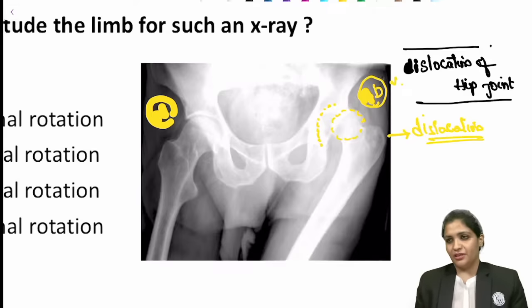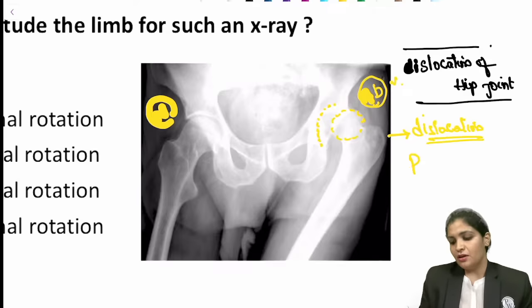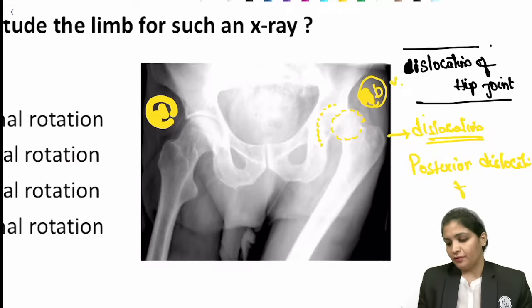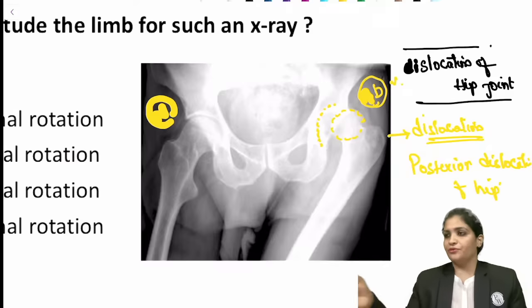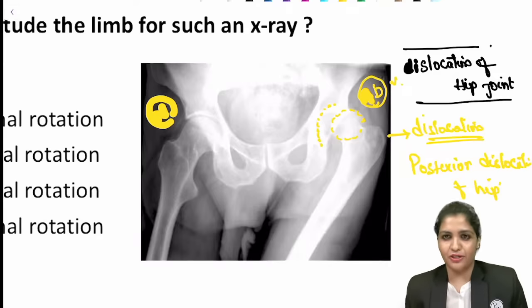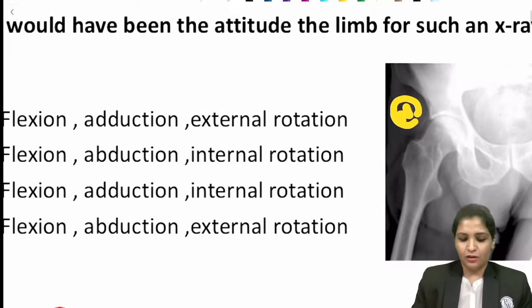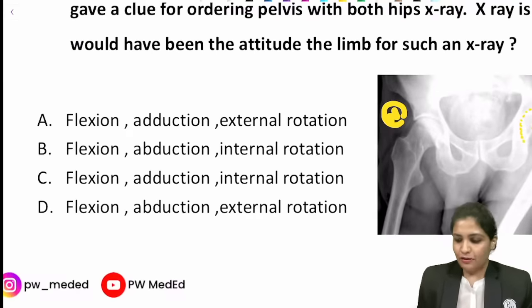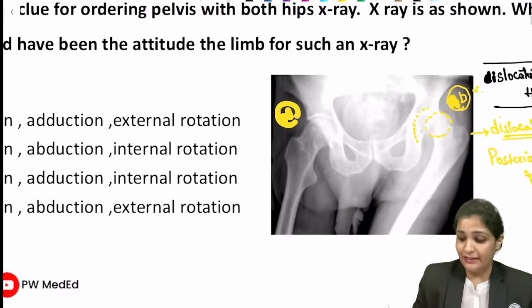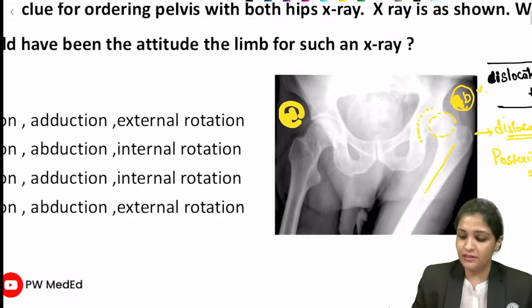So what type of dislocation is this? This is posterior dislocation of the hip, right? Yeah, many of you have answered it correctly. It is posterior dislocation of the hip. So when a person presents with posterior dislocation, what would be the attitude of the limb? On the x-ray itself, you can see there is adduction. The limb here is towards the midline.